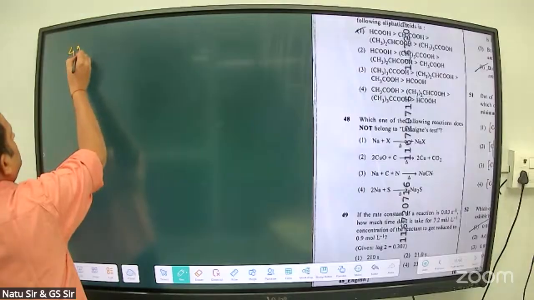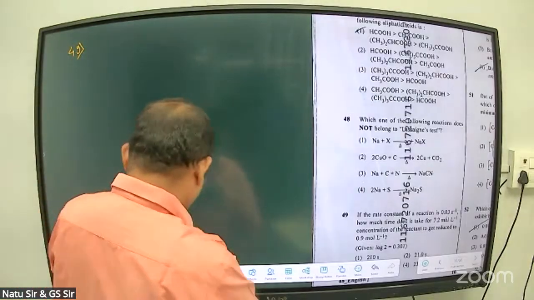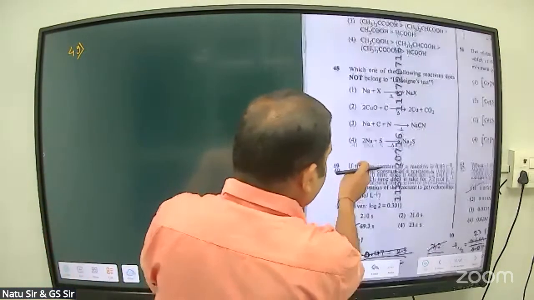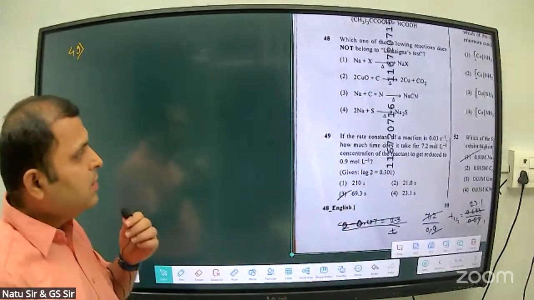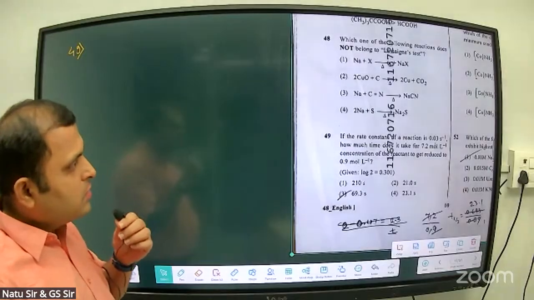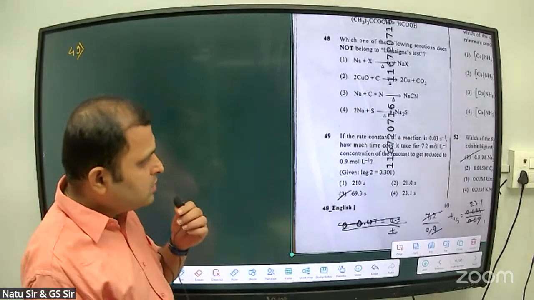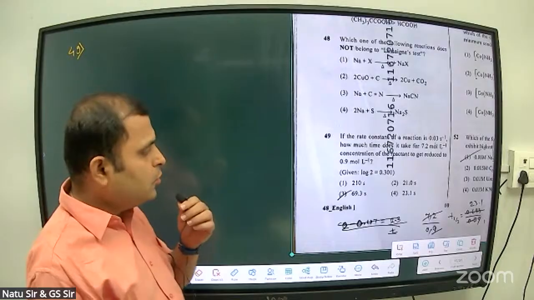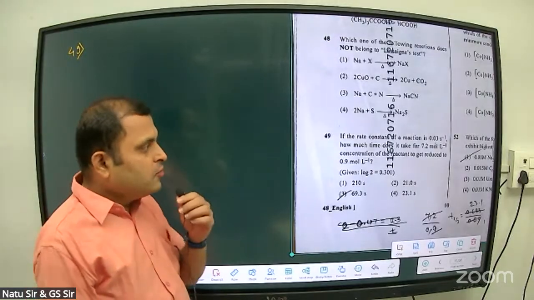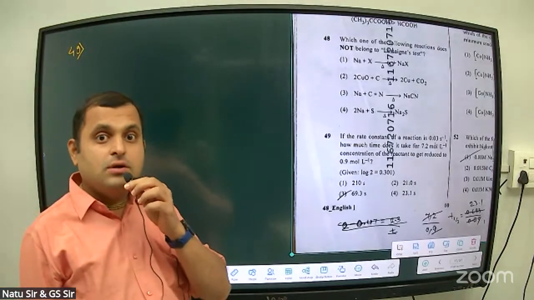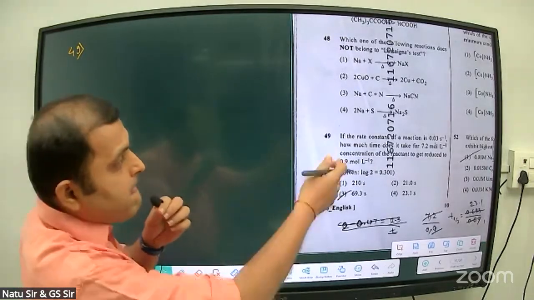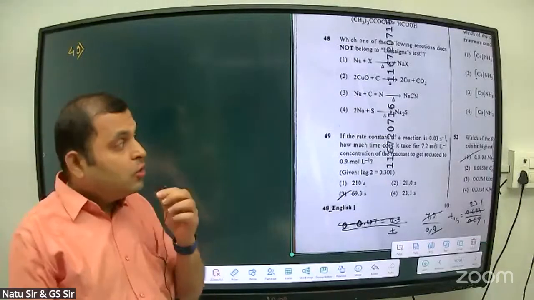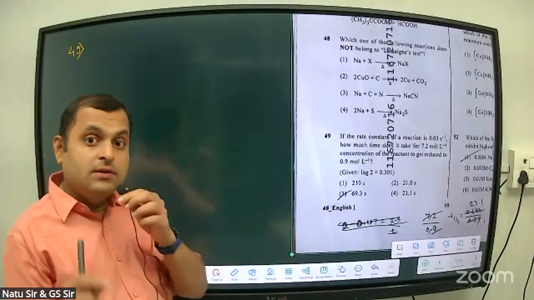Question number 49. The rate constant of a reaction is 0.03 second inverse. How much time does it take for 7.2 moles per liter concentration of the reactant to get reduced to 0.9 moles per liter? So first of all, order of reaction is not directly mentioned in the question, but they have stated that rate constant is equal to 0.03 second inverse.